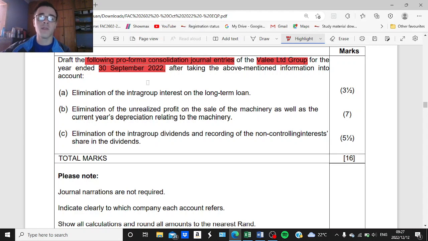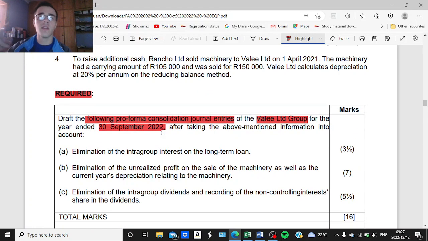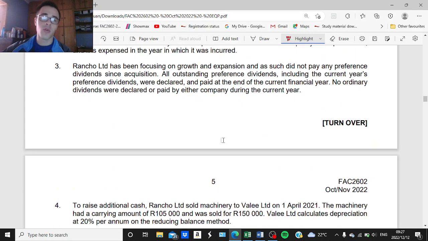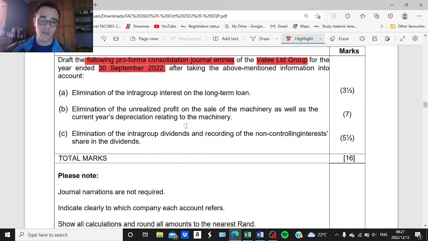So you will find the information regarding the intergroup interest or the intergroup loan in either additional information point 1 or 2. All right, in this case, it was given in additional information point 2 because additional information point 1 only gave us general information that we will also need as part of our calculations. All right, so please take note of that as well.